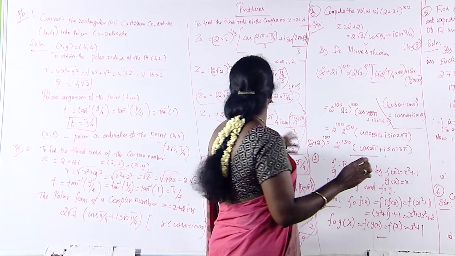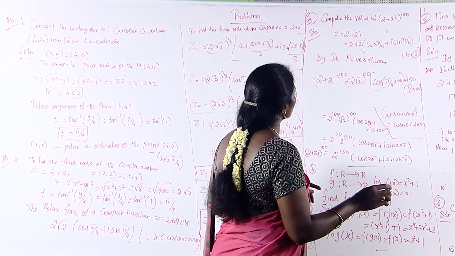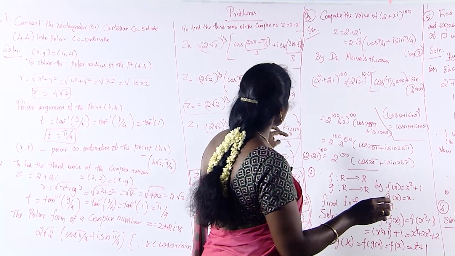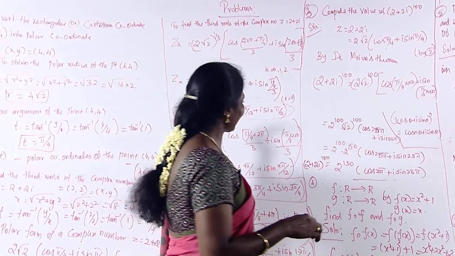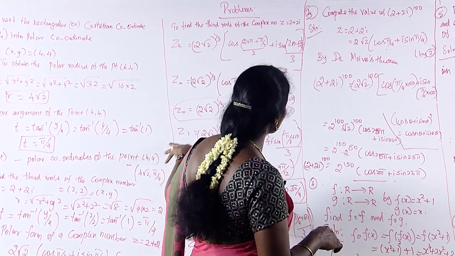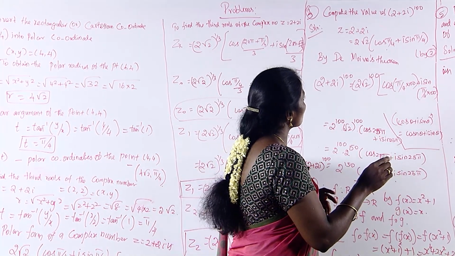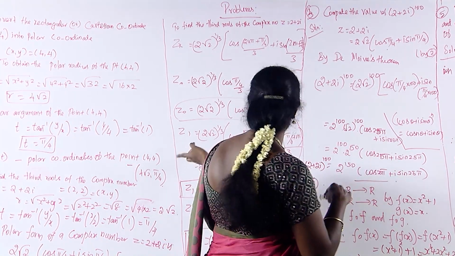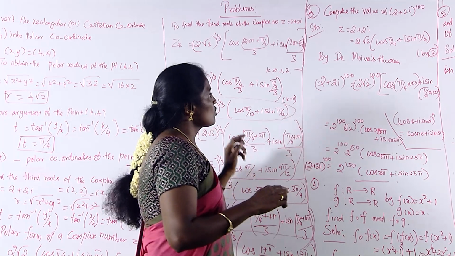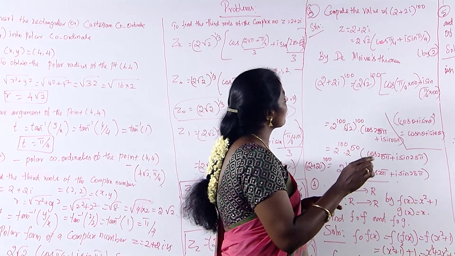Now, this problem asks us to compute the value of (2 plus 2i) to the power 100. See, the 2 plus 2i problem we have discussed in problem 2. Now we are going to use the value we identified in problem 2 here. So, 2 plus 2i can be written as 2 root 2 times (cos π/4 plus i sin π/4). Already we have given this in problem 2. So, by using this we can write z equal to 2 root 2.